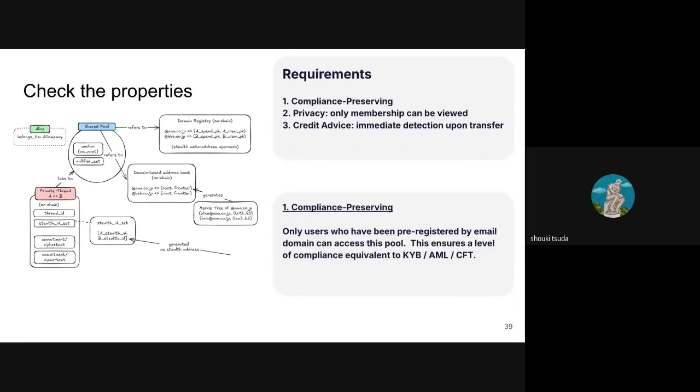Now, let's check if the architecture we've seen meets the properties we want to achieve. First, compliance preserving. Only users who have been pre-registered by email domain can access this pool. Again, if limited to .co.jp, the authority is the government. This ensures a compliance level equivalent to KYB, AML, and CFT.